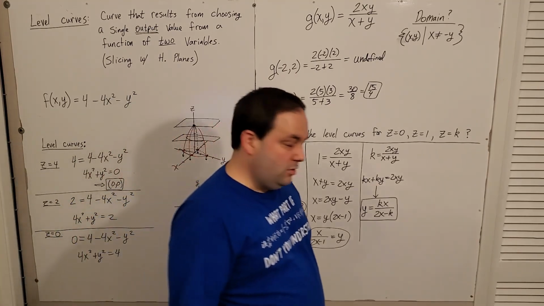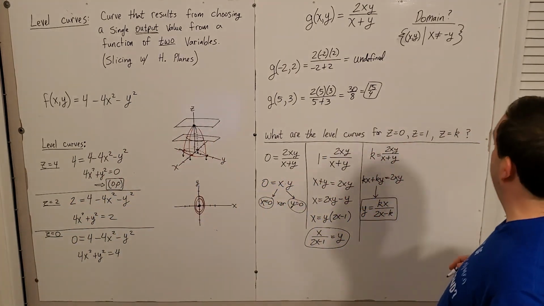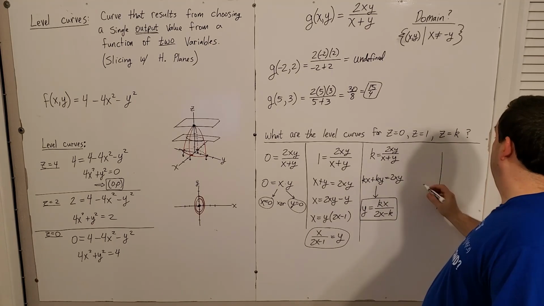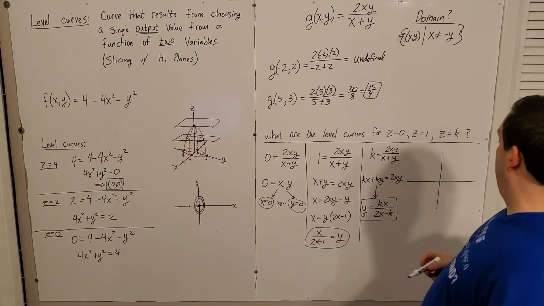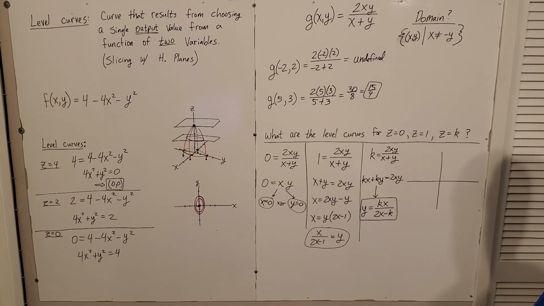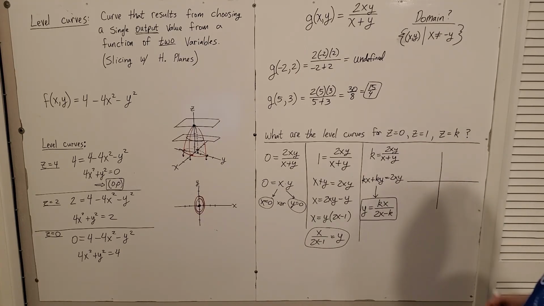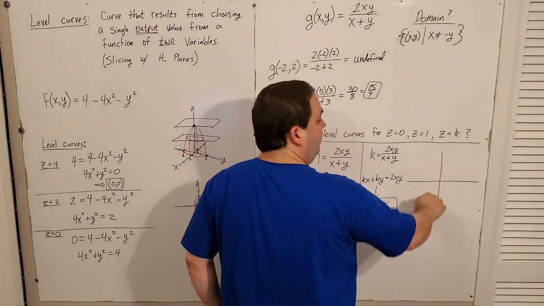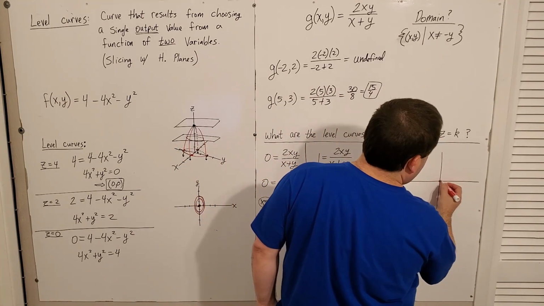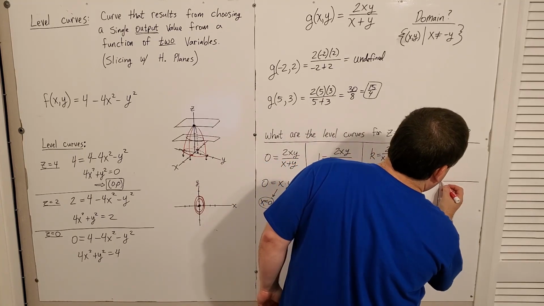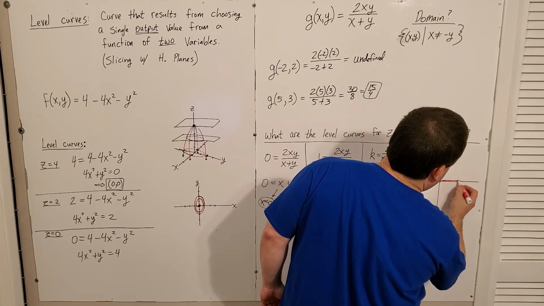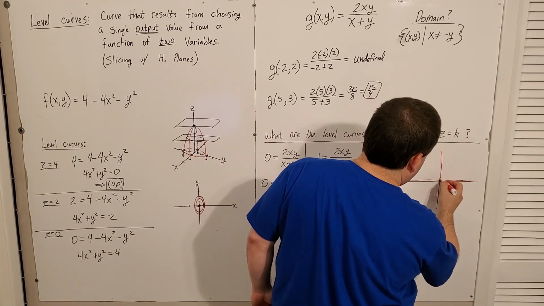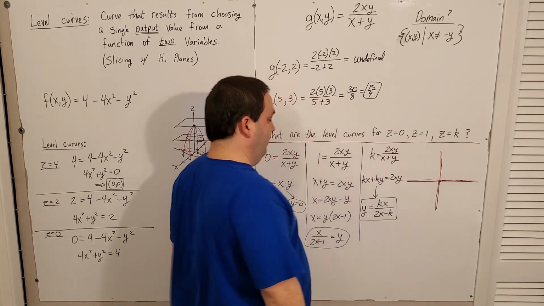So let's just notch a few of these down and see if we can get an idea of what's going on here. So my first two, x equals 0 and y equals 0, but not the origin, right? So I'll leave the origin as an open circle, but definitely graphing the two axes here, right? That's my first level curves.